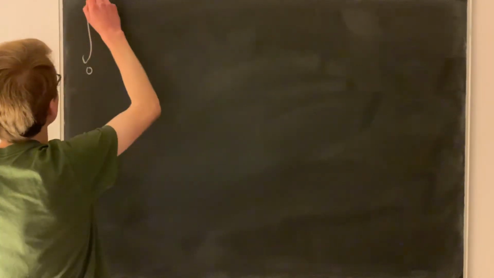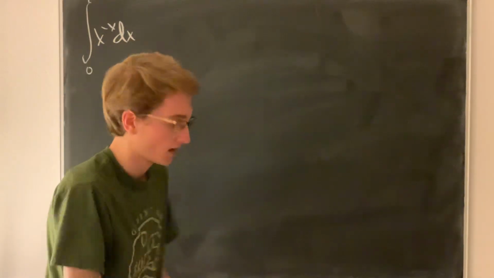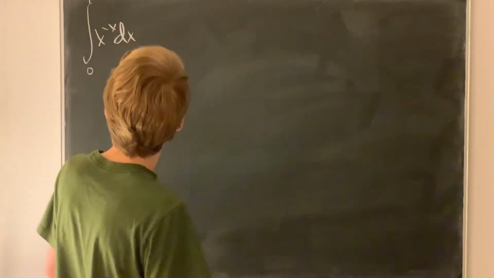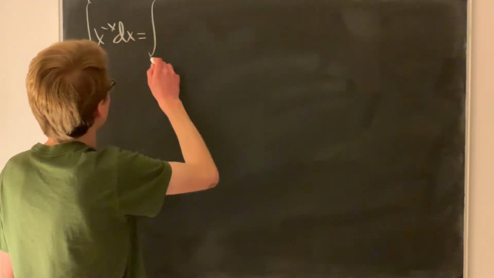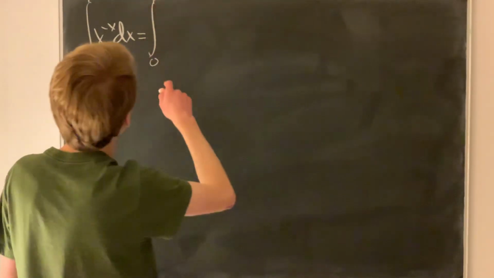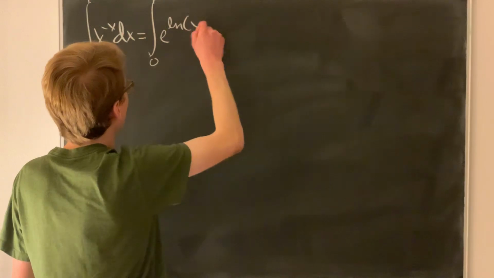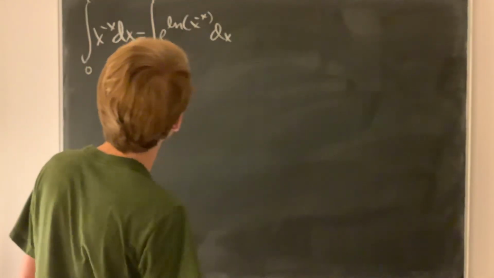Okay, so let's first write our integral again. The integral from 0 to 1 of x to the negative x dx. Okay, so to begin, what can we do to start manipulating this? Well, we can say it's the integral from 0 to 1 of e to the natural log of x to the negative x, still integrating with respect to x.